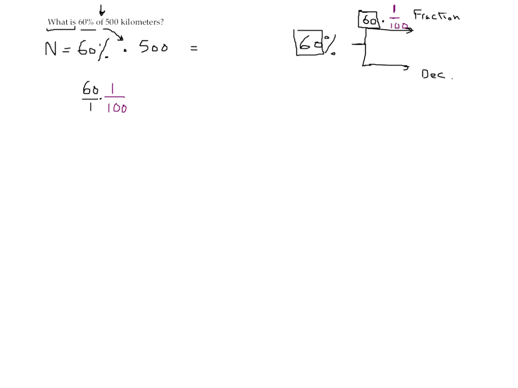So 60 over 1 times 1 over 100 times 500. These are the numbers I have to multiply to find my answer. And before I do anything, if I multiply these numbers, we said we're going to reduce. So can you tell me, Daisy, what do you like to reduce here first?